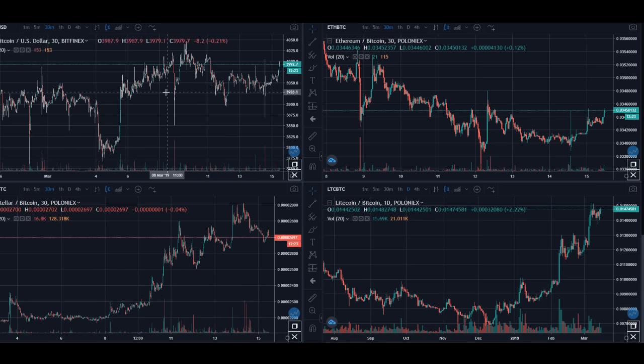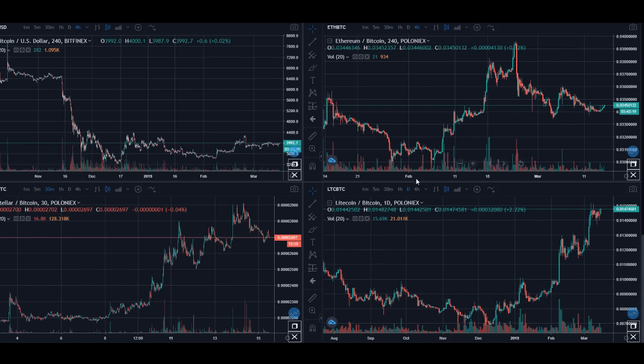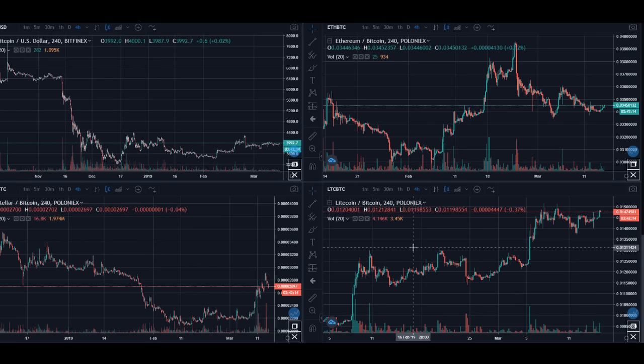Now, the next thing we want to always review is how does Bitcoin look against the other markets, because they all move in tandem. And so the more we can see a cohesive pattern across all of them, the more legitimate it is.